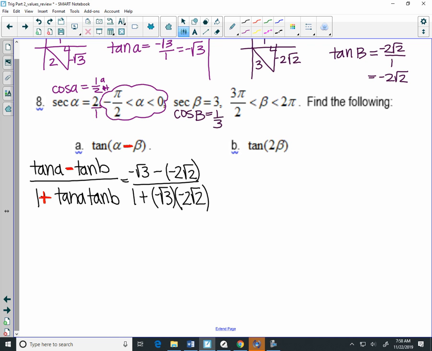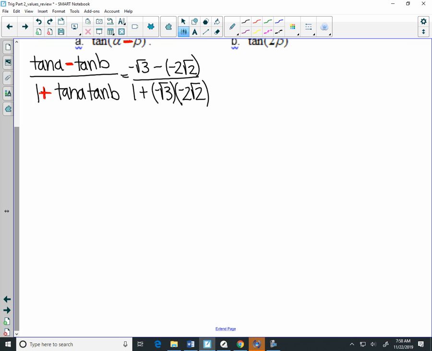Don't be freaked out about the radicals. You know how to rationalize the denominator. From here on out, this is algebra 2. You have to be careful. Algebra 2, careful. On top, we're going to do this negative, negative, and make it a positive. So we have negative radical 3. Negative times a negative is positive. 2 radical 2.